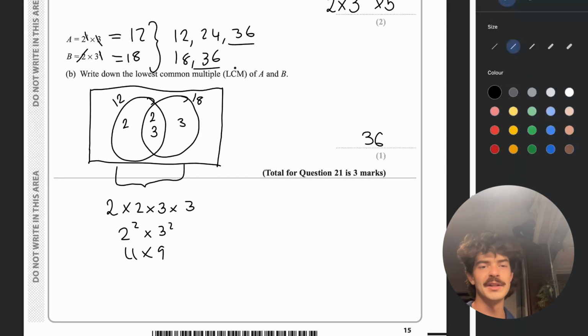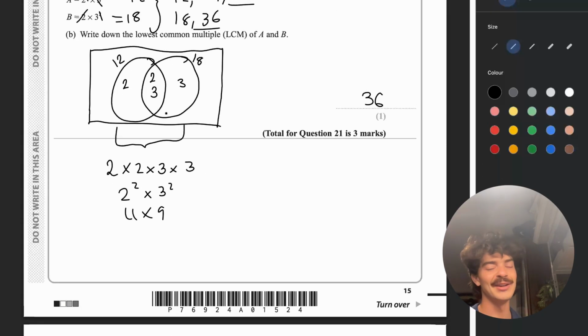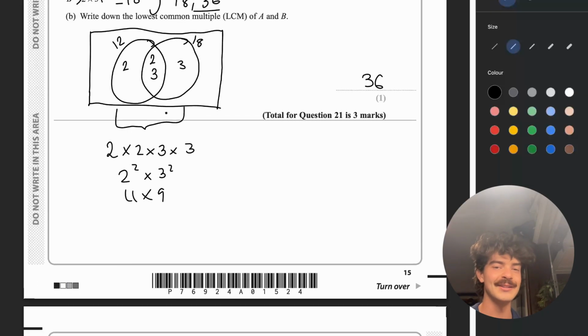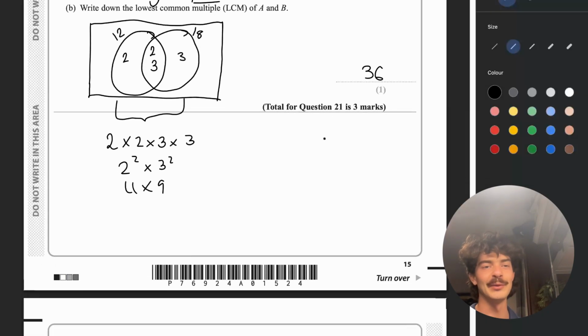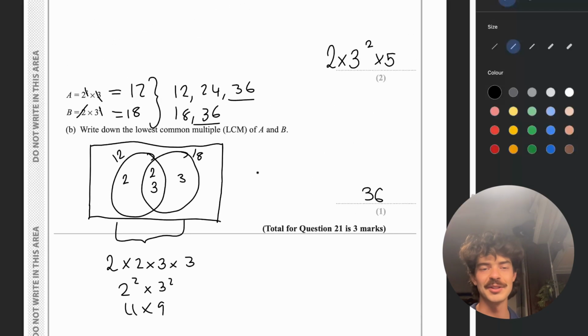Why didn't I do that in the first place? This method is actually a little bit more foolproof, let's say. Quite often you could get a pair of numbers that don't actually have a common multiple for a really long time. You could be going up to thousands. And that's not a fun place to be. So doing it this way, you can just guarantee that you're getting the right answer. But some would argue that for 1 mark, you could spot it quite quickly.